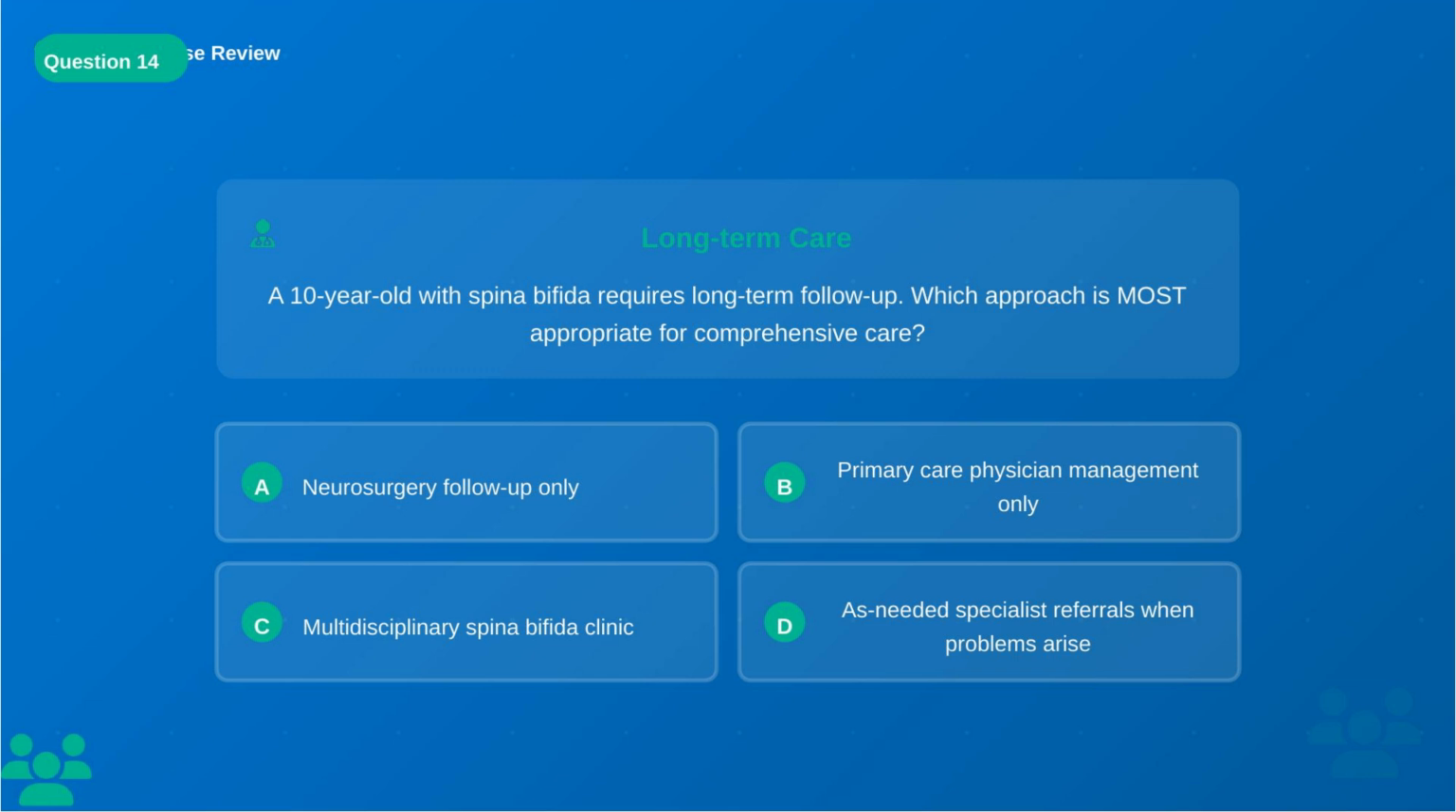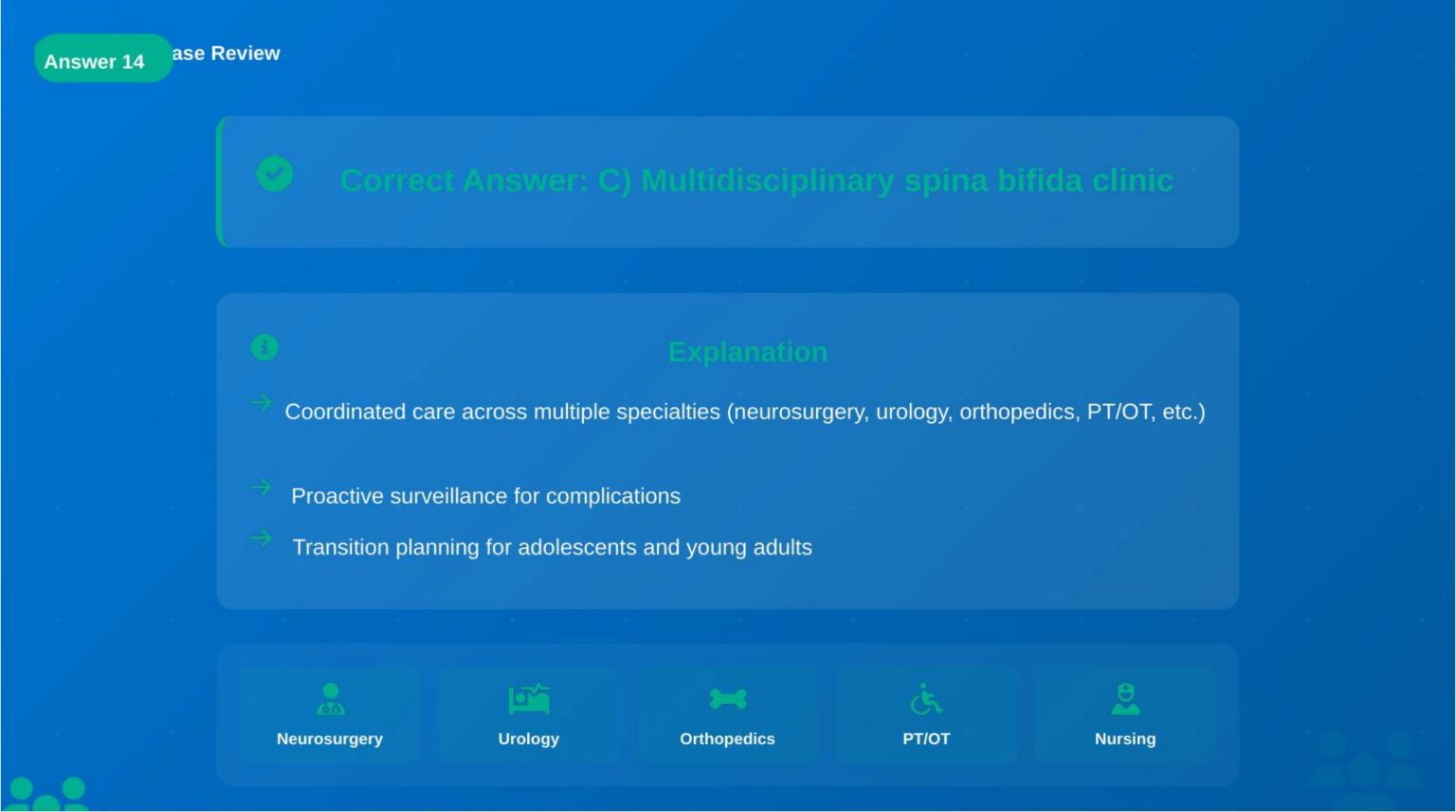A 10-year-old with spina bifida requires long-term follow-up. Which approach is most appropriate for comprehensive care? A. Neurosurgery follow-up only. B. Primary care physician management only. C. Multidisciplinary spina bifida clinic. Or D. As-needed specialist referrals when problems arise. The correct answer is C.